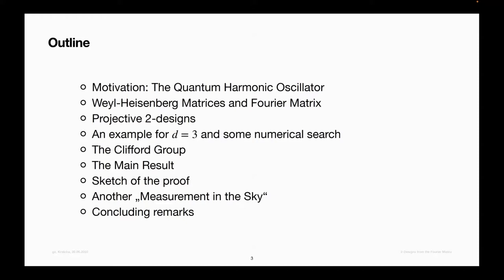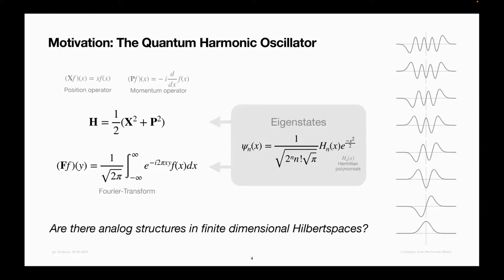Okay, let's start with the motivation. The motivation is about the quantum harmonic oscillator. All of you probably know it. It's a very basic element in quantum theory. You have the position and the momentum operator. If you set all the physical parameters, so the Planck constant and mass and everything, to one, you can define the Hamilton operator for the quantum harmonic oscillator to be (x squared plus p squared) over 2.